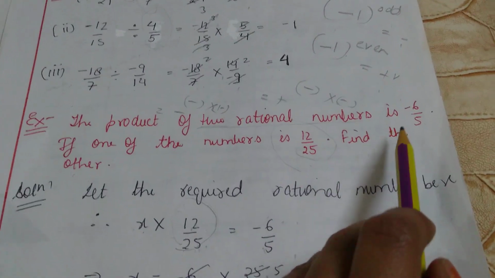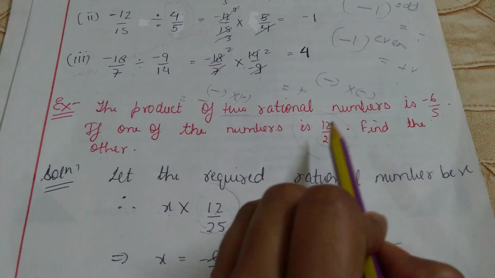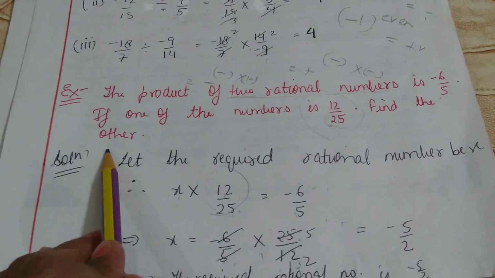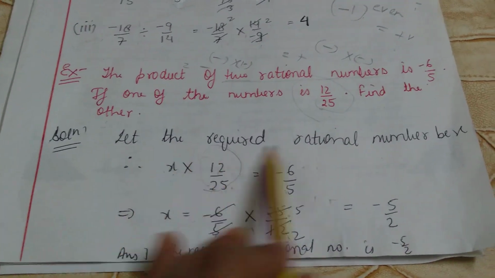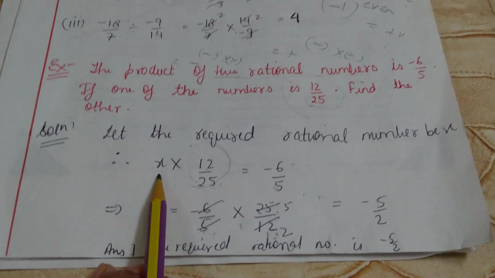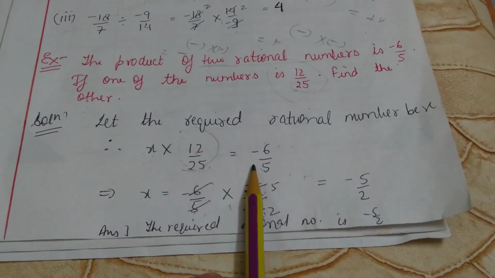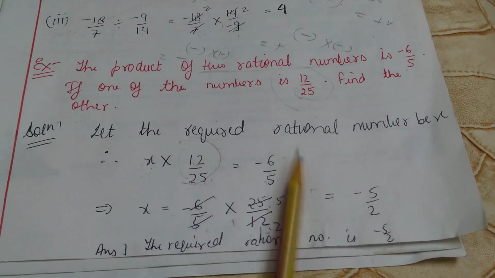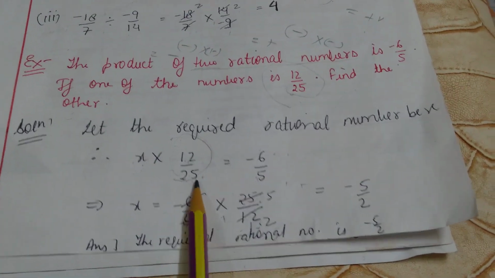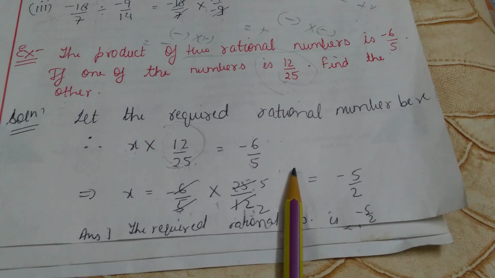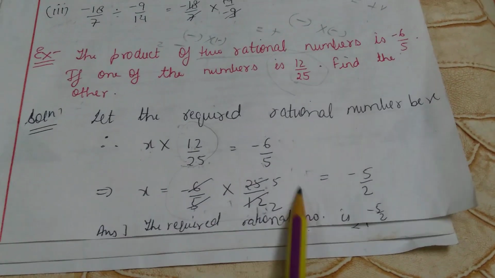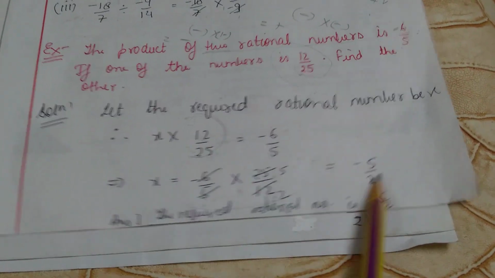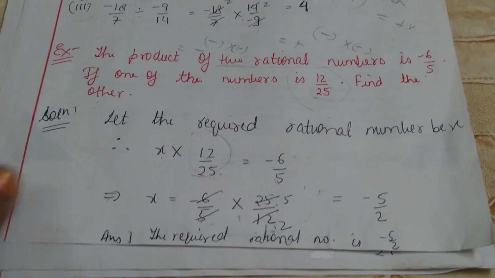In the question, the product of two rational numbers is given and one of the rational numbers is given. You have to find the other rational number. So we will let the other rational number be x. Then we will multiply both these rational numbers and we will get minus 6/5. After that we will shift 12/25 here. 25 will go in the numerator and 12 will go in the denominator, and after that we will simplify this, then we will get the value of x.